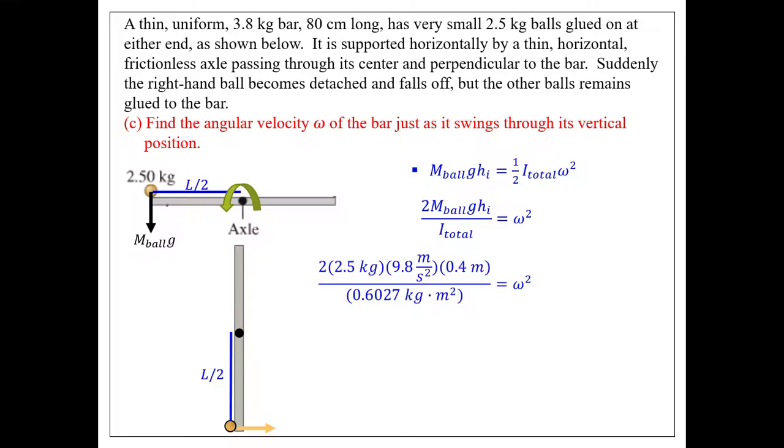If you need to rewind the video, the 0.6027 came from doing 1/12 ML squared plus MR squared. Then I'm just going to clean this up. All the stuff on the left side, if you do it on a calculator, reduces down to 32.52, and that's omega squared. But we still need to square root both sides to get omega by itself. So the square root of 32.52 is going to give you roughly 5.7 rad per second. And here I put positive once again, just because we take the direction of counterclockwise to be positive. And that's it. It says angular velocity, so make sure you include direction, or you can put 5.7 rad per second counterclockwise.